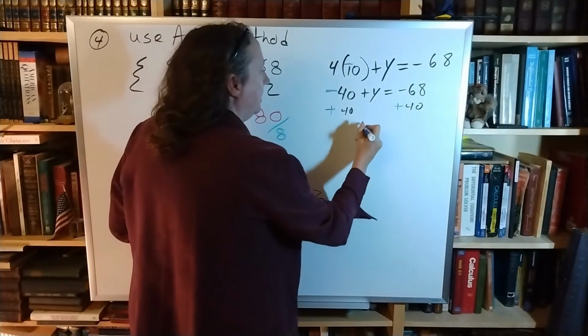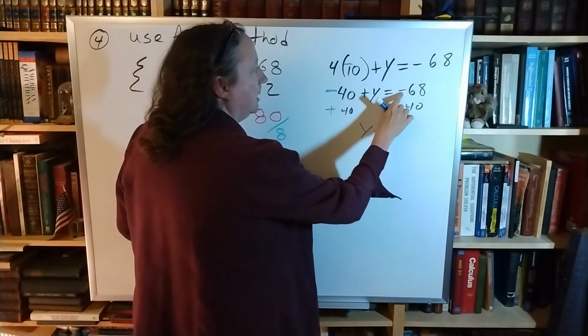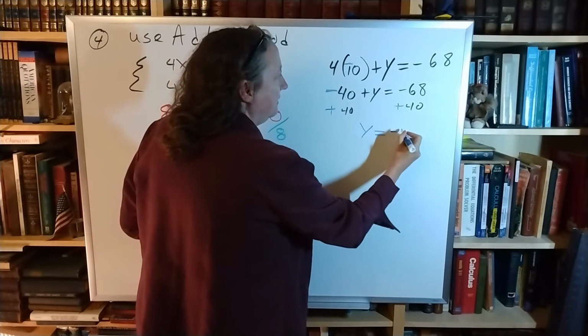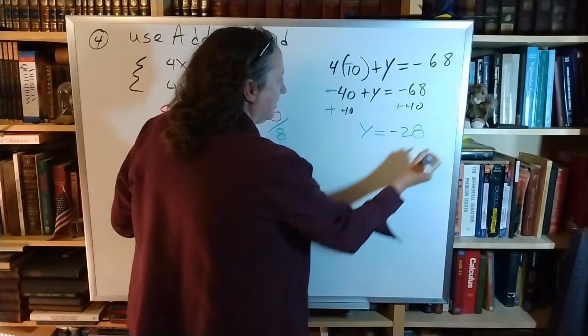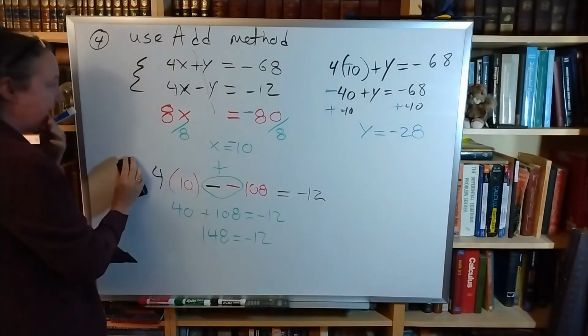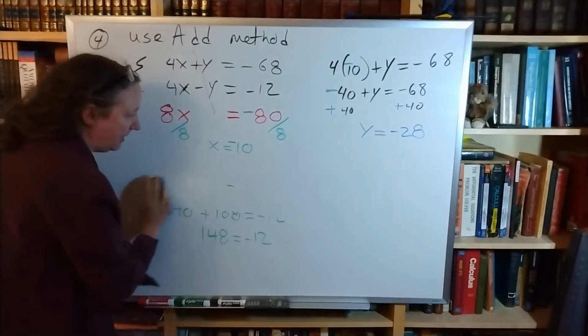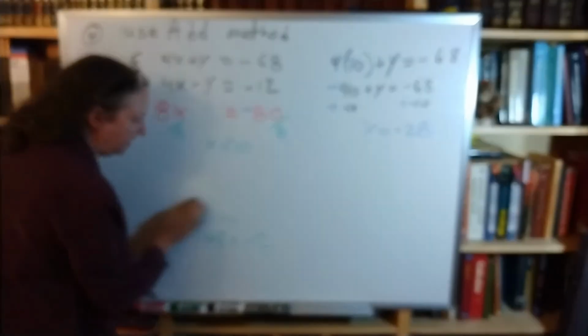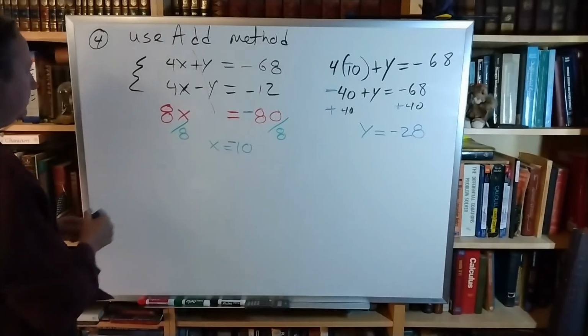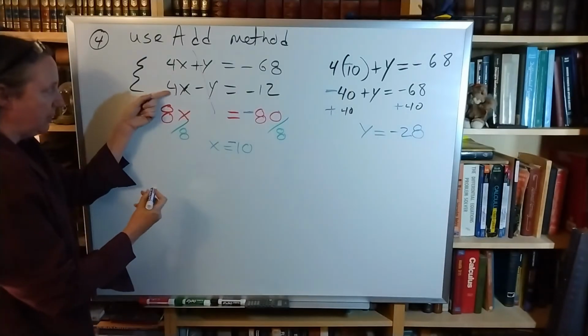So I have y is negative 68 plus 40 is negative 28. Now I need to check my answer again because I made a mistake before. I need to make sure I'm right. This is part of taking your test, right?